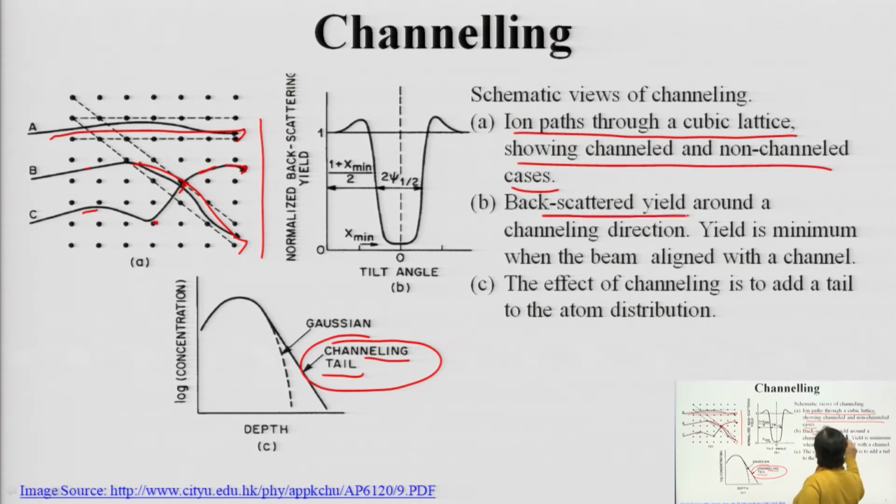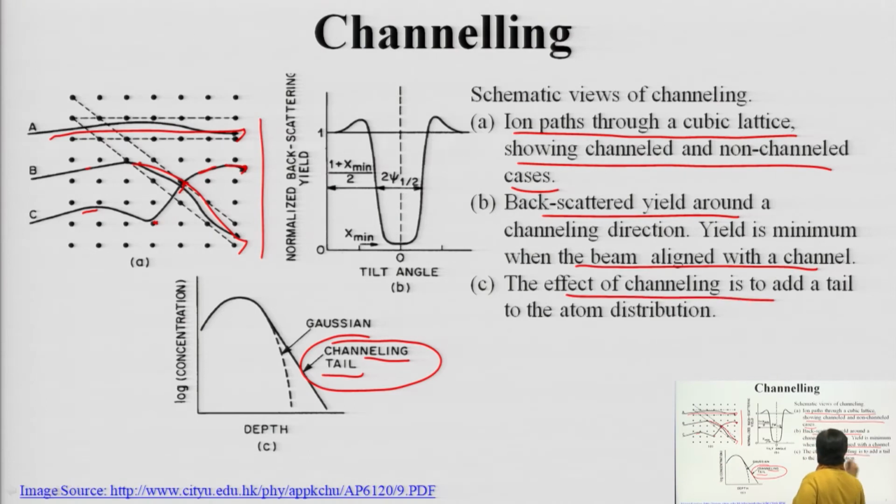The second one is backscattered. Whenever it is backscattered, see, here it is backscattered. So naturally it is changing the direction and the beam is aligned, and therefore you may have changes, alteration in the yield.